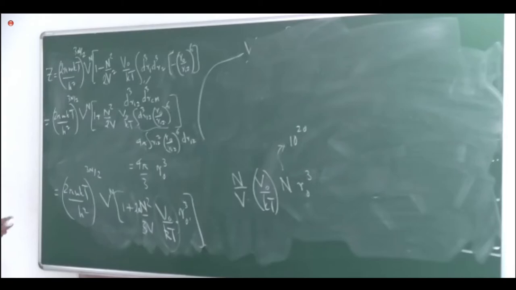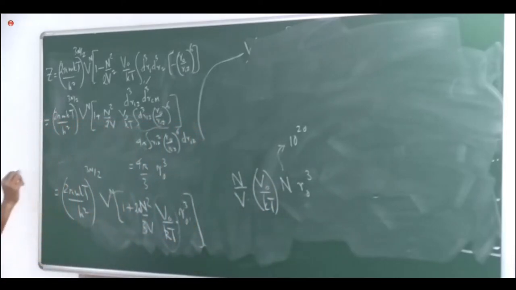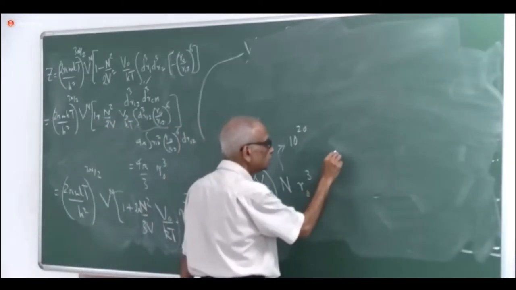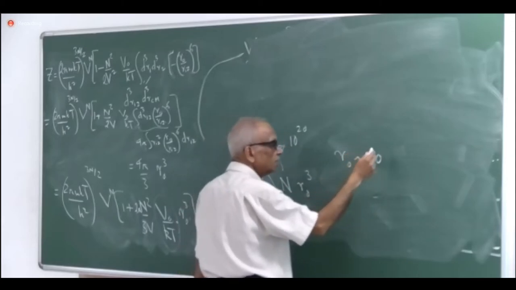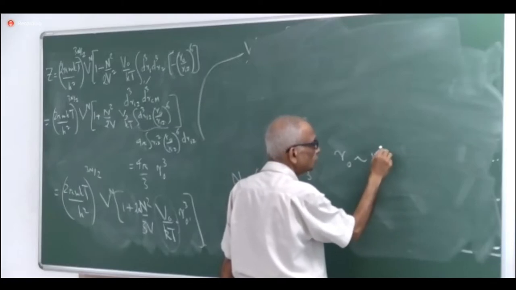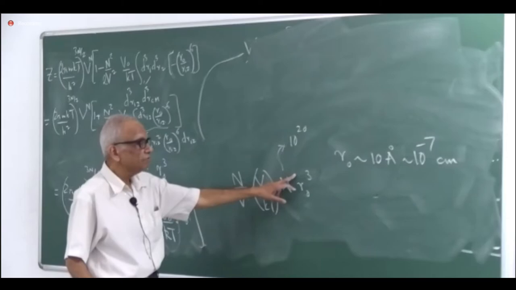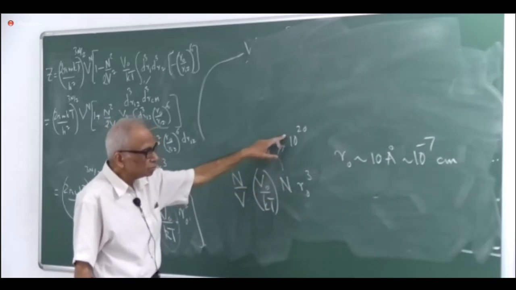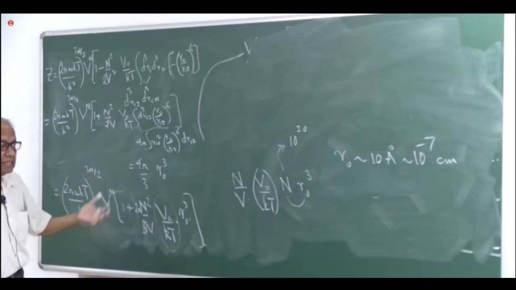That's number one. The other is the fact that there is an N over here, which raises questions about extensive, intensive, and things like that. There is an issue with that, which we will handle in a minute. But right now, what I'm saying is that this R0 is some 10 angstrom or smaller. If it is 10 angstrom, it is 10 to the power minus 7 centimeters. So you are looking at something which is 10 to the minus 21. And here is 10 to the 20. So these are compensatory things. They compensate each other.